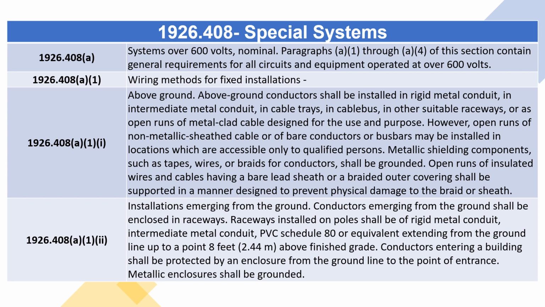1926.408, A1, 2, Installations emerging from the ground. Conductors emerging from the ground shall be enclosed in raceways. Raceways installed on poles shall be of rigid metal conduit, intermediate metal conduit, PVC Schedule 80 or equivalent extending from the ground line up to 8 feet, 2.44 meters above finished grade. Conductors entering a building shall be protected by an enclosure from the ground line to the point of entrance. Metallic enclosures shall be grounded.